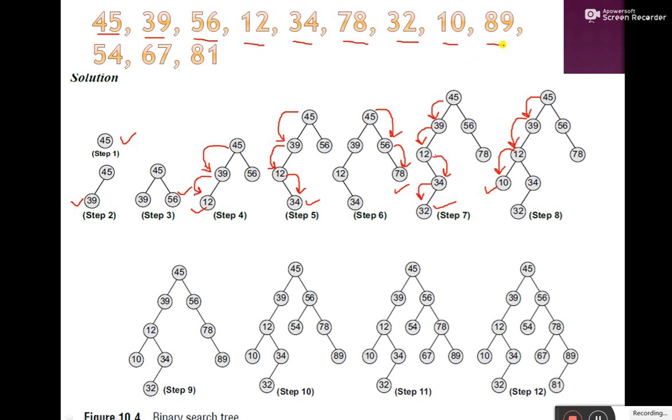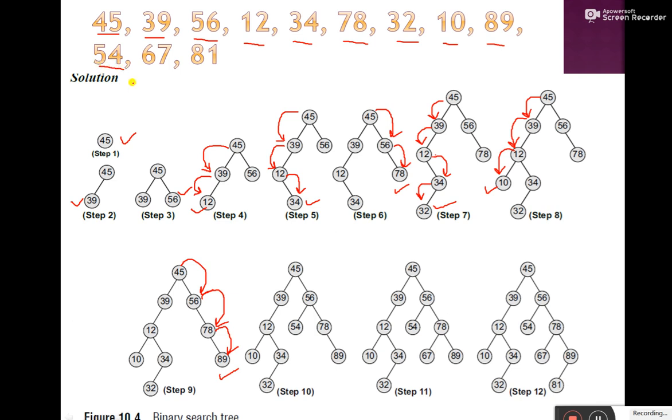Now the next item is 89. We move on to the root node. 89 is greater than 45, so we will traverse the right subtree. 89 is again greater than 56, which is already there, so we'll again go to the right child, 78, which is already there. 89 is greater than 78, so 89 will become the right child of 78. So 89 is added here.